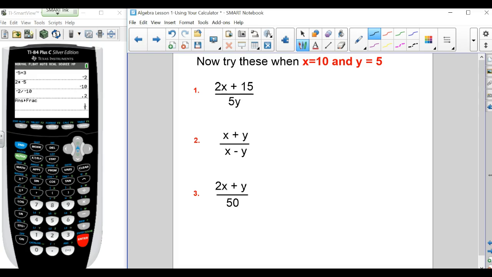All right, I've got 3 problems for you to try. We're evaluating these 3 fractions when x is equal to 10 and y is equal to 5. So go ahead and hit pause and try all 3 problems.